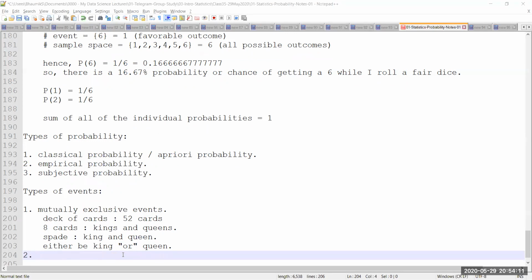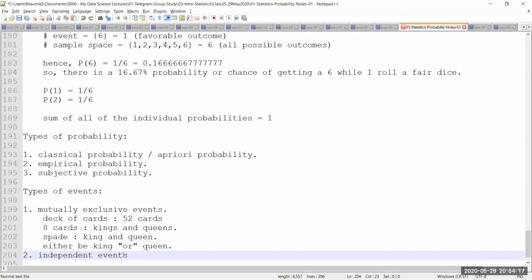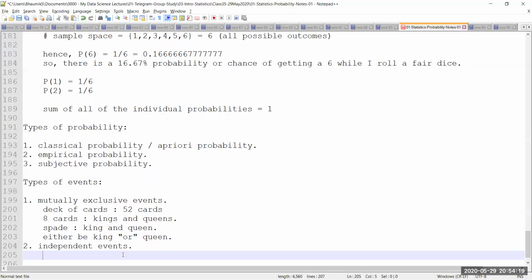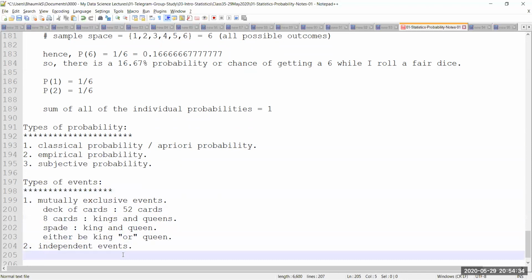The second type of event, which is quite important for us, is known as independent events. Please note the events that we are talking about over here are just a few types of events. We are not going to talk about all the types of events because we don't need them. We just need a few types to understand the machine learning or data analysis techniques which are based on probability theory. We don't need to be great experts in probability. We need to know the basics so that we can understand at a later stage what those analysis techniques are going to do.